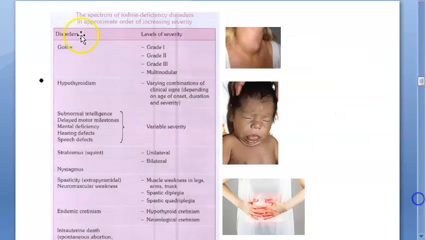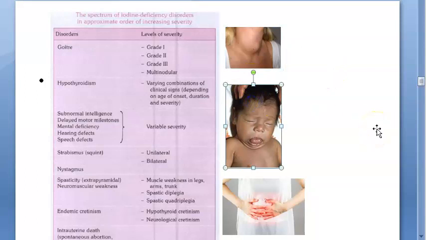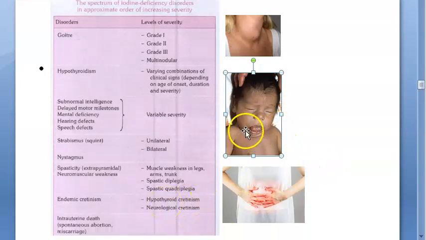Cyano, you can remember. What will iodine deficiency lead to? Goiter mainly, grade 1, grade 2, grade 3, and multinodular goiter. It can lead to hypothyroidism. Based on age, it can have different effects. There can be delayed motor milestones, mental deficiency, subnormal intelligence, hearing defects, speech defects, etc. In the eyes, you can consider strabismus, squint, nystagmus. Spasticity of muscles, very weak, spastic diplegia, spastic quadriplegia. There can be hypothyroid cretinism, neurological cretinism.